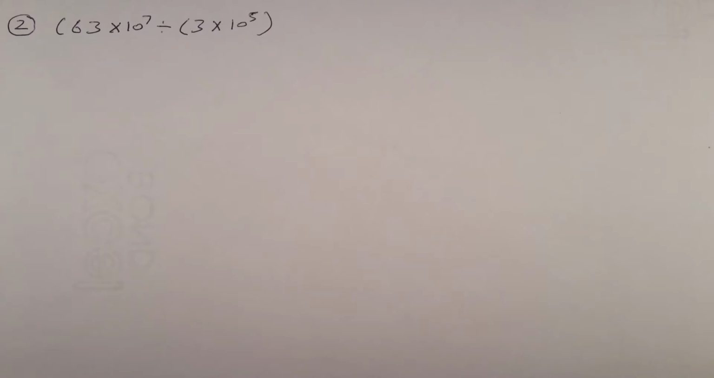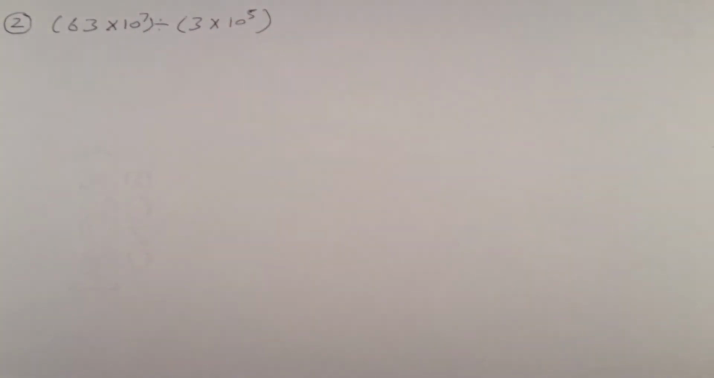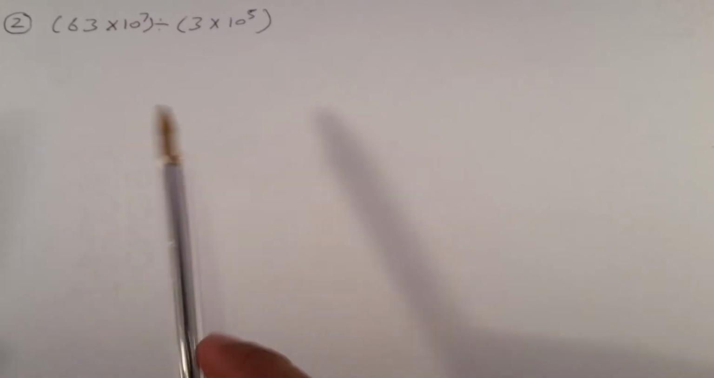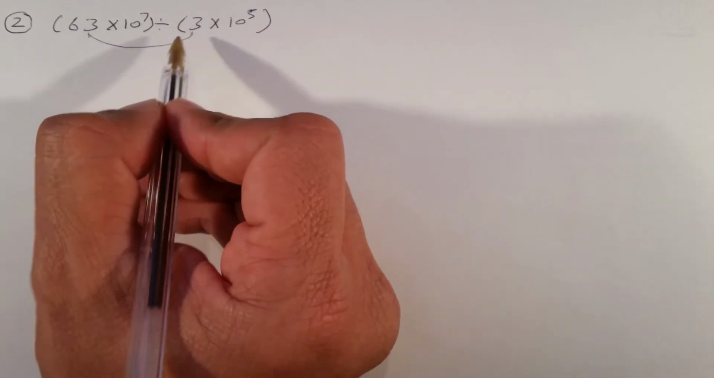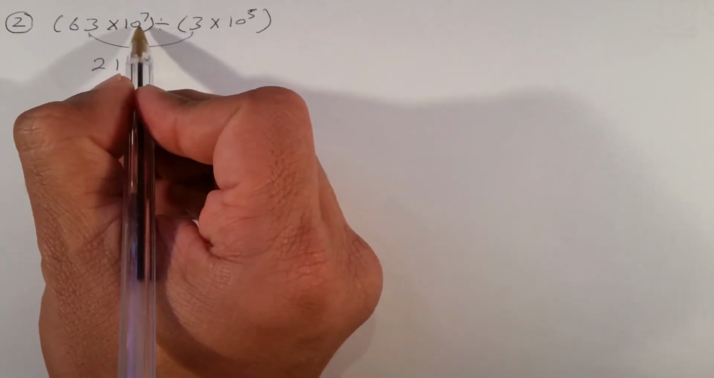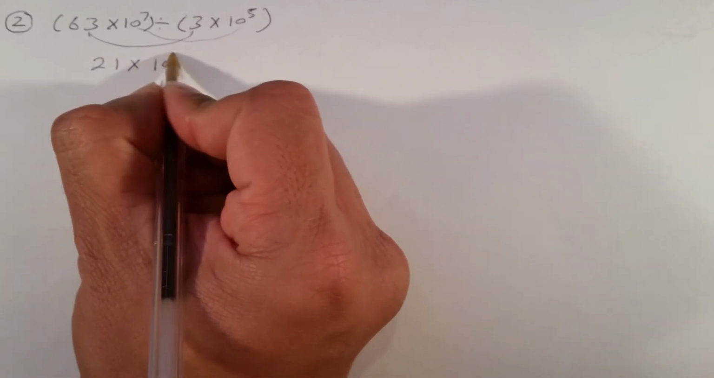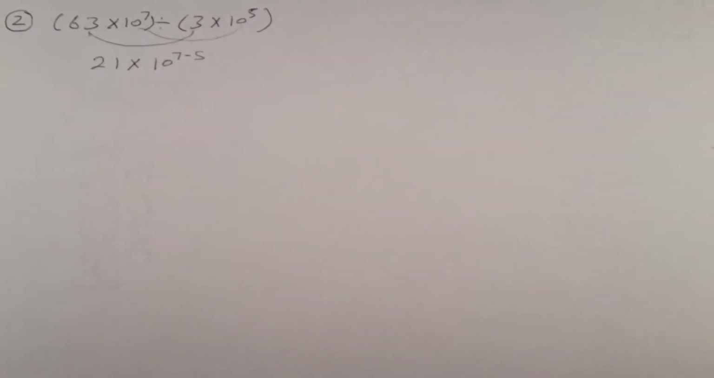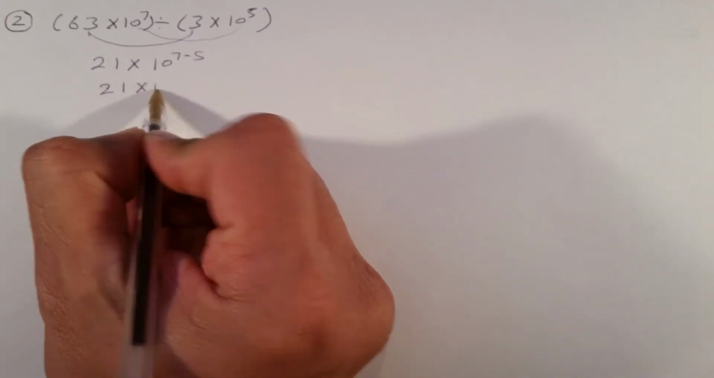This is the second question, which is 63 times 10 to the power of 7 divided by 3 times 10 to the power of 5. So there's a division sign between them. Now what we are going to do, exactly the same thing, we divide these two. 63 divided by 3, which is 21, times, and we subtract the power. Same base, we subtract the power. So 10 to the power of 7 minus 5. I'm just adding these extra steps for you guys to understand this properly. So the final answer is 21 times 10 to the power of 2.